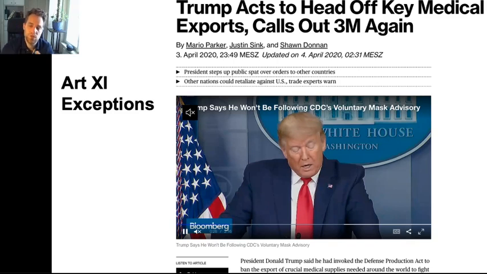So this is also what is behind some headlines where you could see that, for example, a number of weeks ago, I remember that there was a headline that in Thailand the exportation of certain products was being stopped. The basis of this was the US Defense Production Act. So: Trump acts to head off key medical exports, calls out 3M again. However, the US was not the only country doing that.